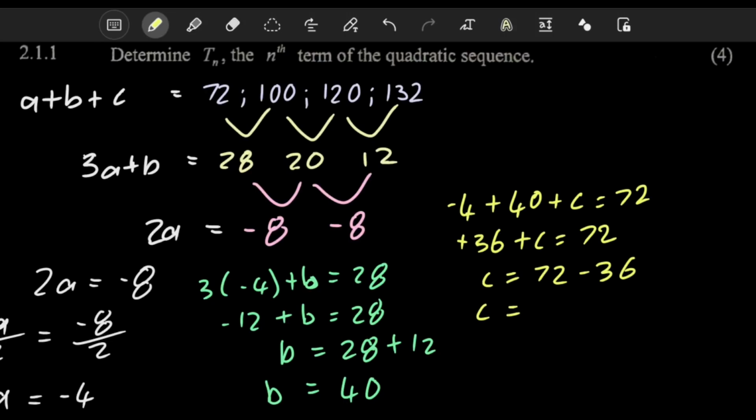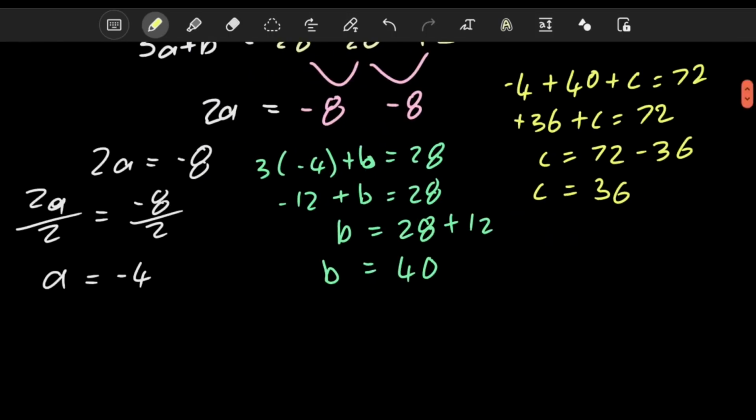72 minus 36. Yo, the more I think about that NBT test, the more I'm like, the way I'm so dependent on my calculator, it's going to be a party, that one. There we go, 36. But that was so obvious, I didn't even think of that. What a wow.